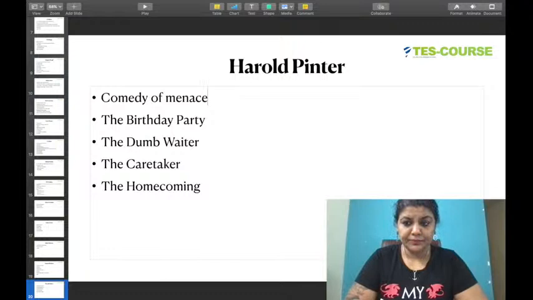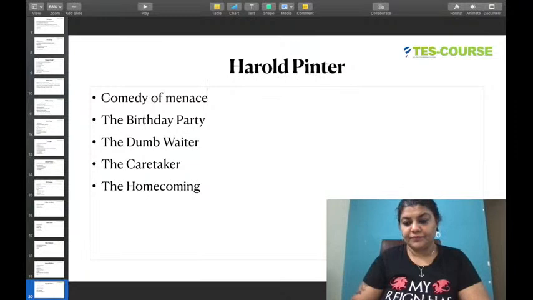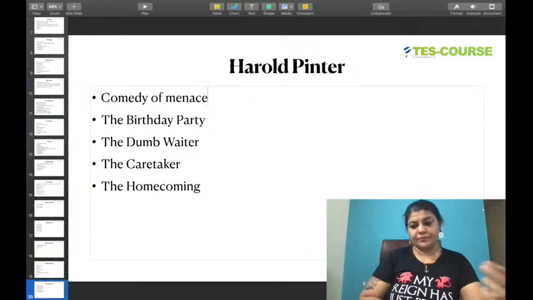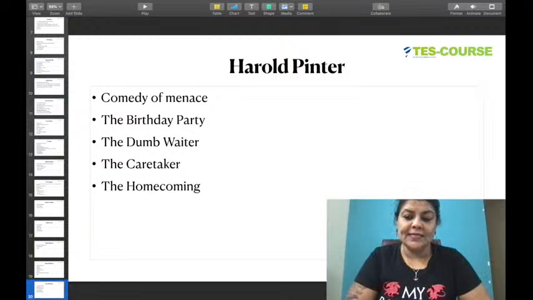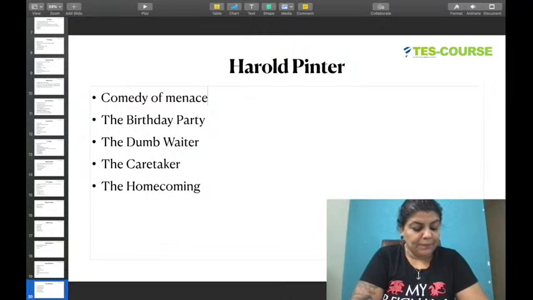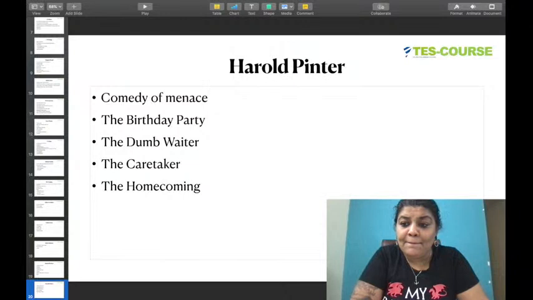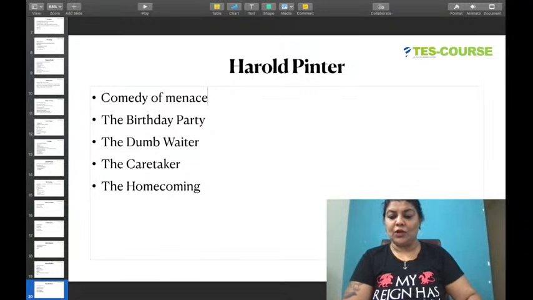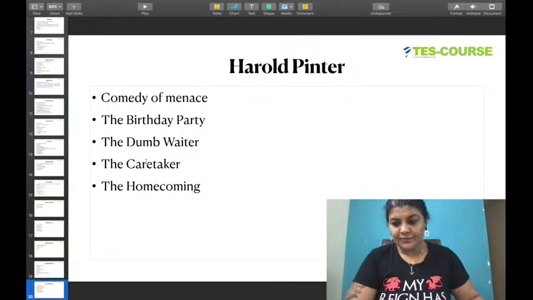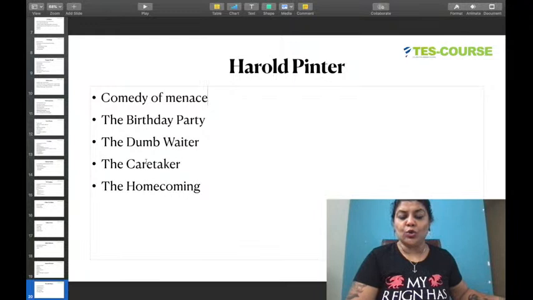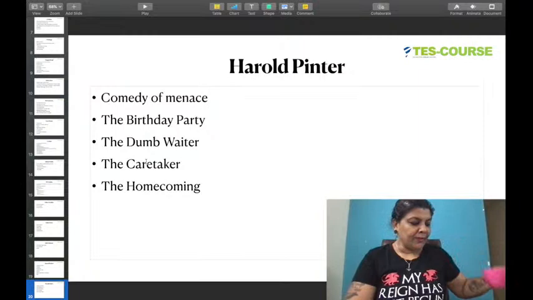In which of these plays do you have a food lift going up and down? It is The Dumb Waiter. In which of these plays do you have a tramp called Davies? It is in The Caretaker. In which of these plays do you have a heroine called Ruth? It is in The Homecoming.